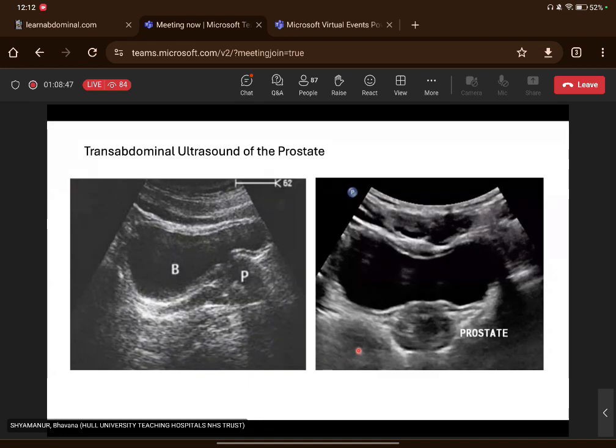And then rotate the probe in an anti-clockwise direction and we get a transverse view. Of course, the previous one being a longitudinal view. And on the transverse view, the prostate looks as expected. So rounded structure behind or deep to the bladder. And as you scroll the probe superiorly, I'm sure you would start to see the seminal vesicles coming in, so triangular structures on either side.